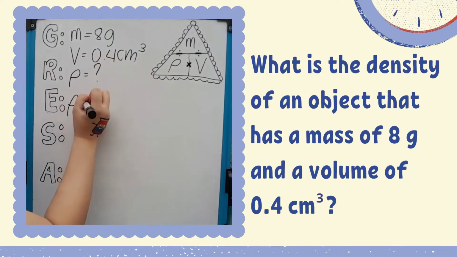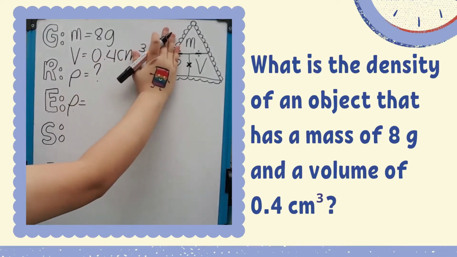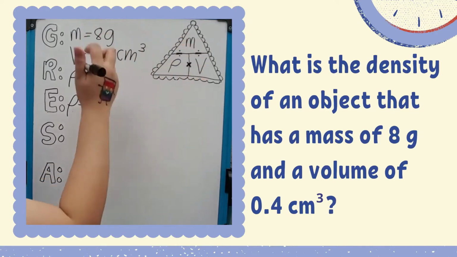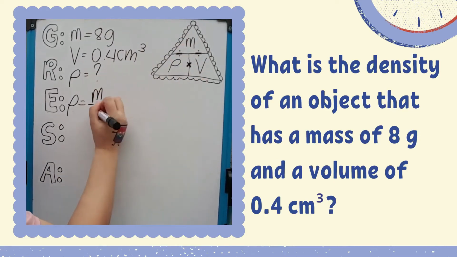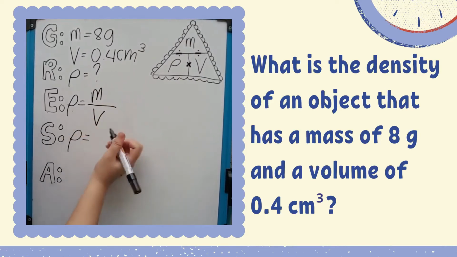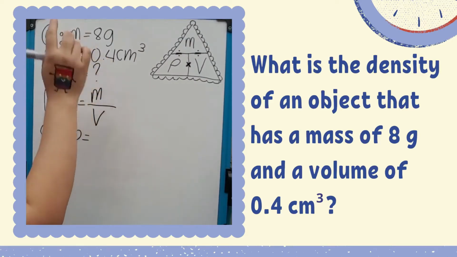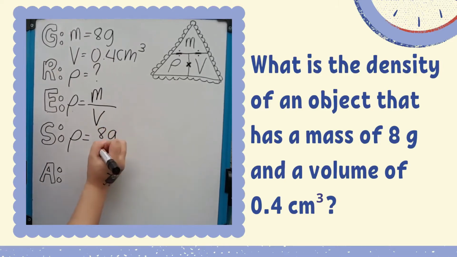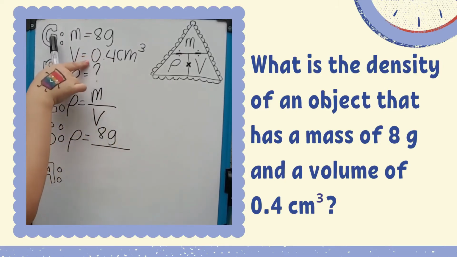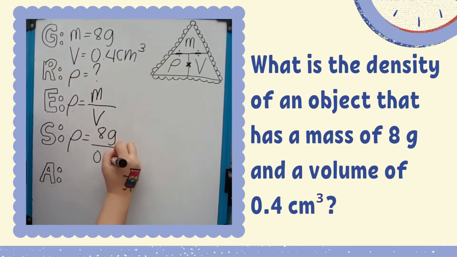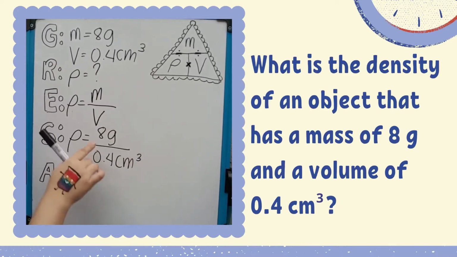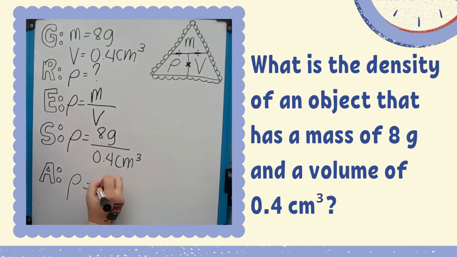In solving for the density, our formula is mass divided by volume. For the solution, we just have to substitute the given quantities. The mass is 8 grams and the volume is equal to 0.4 centimeter cubed. In here, we just have to divide the two given quantities. 8 grams divided by 0.4 cm cubed is equal to 20 grams per centimeter cubed.